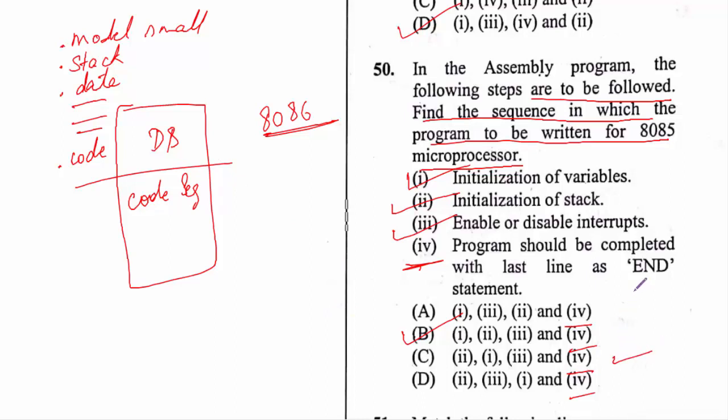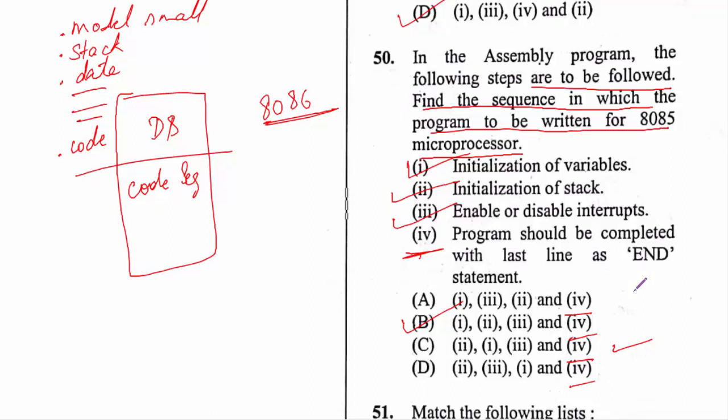There is no hard and fast rule that you have to declare first the data segment, next the stack segment, or first the stack segment, next the data segment. There is no hard and fast rule. But the only thing that you have to follow is you have to declare the stack segment. If you are not declaring, you will be getting a warning.